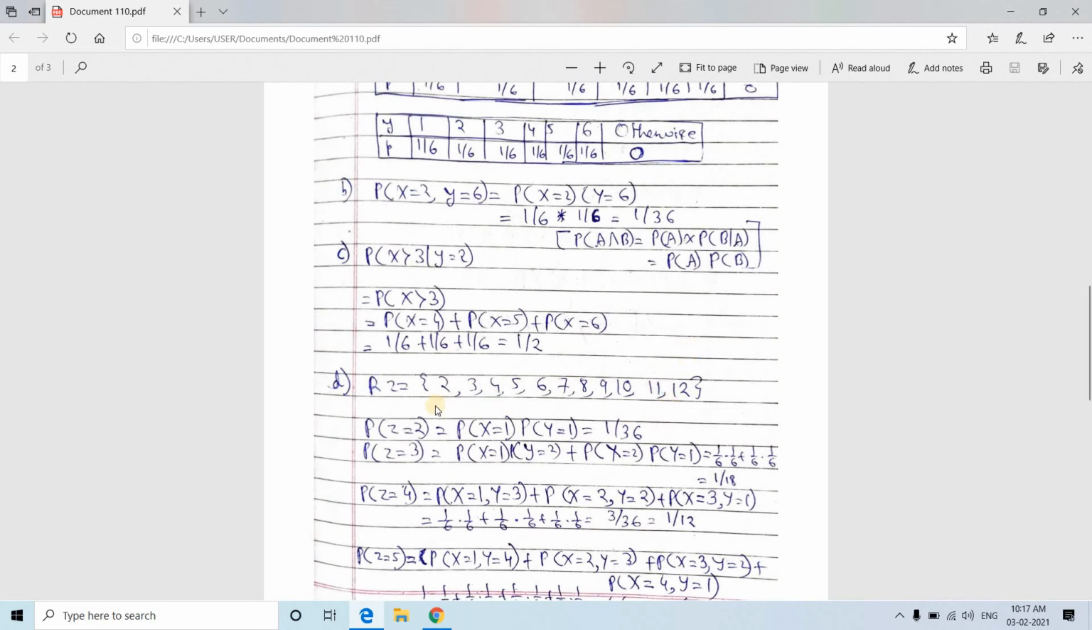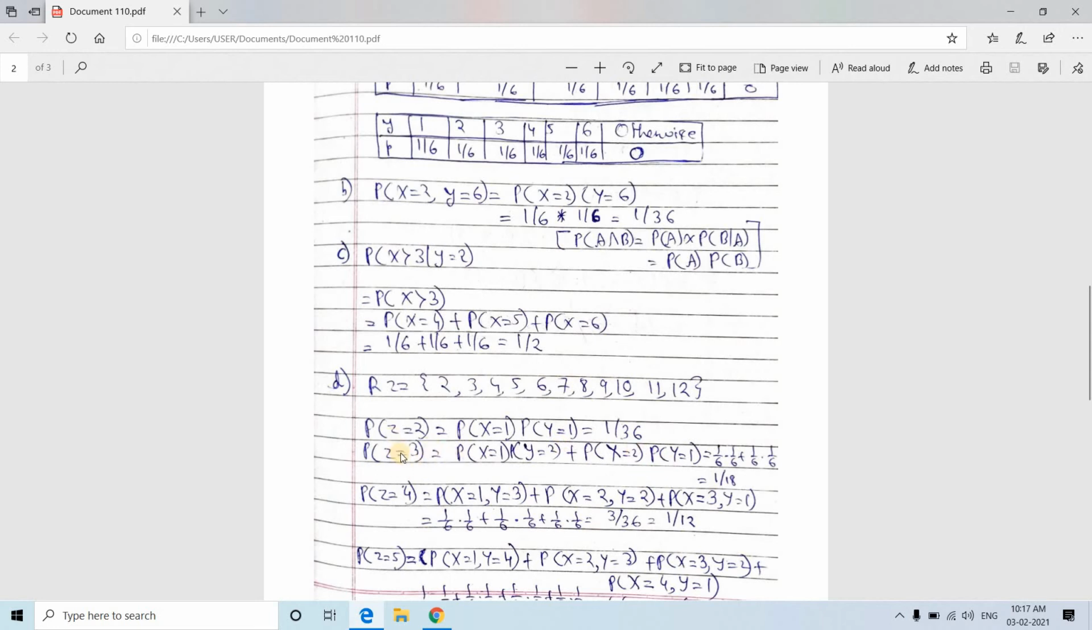Okay, so start calculating the probabilities. Probability of z equal to 2. How can z equal to 2 appear? That is z equal to x plus y. So z will be 2 in only one scenario: when you are throwing the dice, in x, that is the first dice, 1 appears, and in the second dice also 1 appears. So P of x equal to 1, P of y equal to 1, which will be 1 by 36.